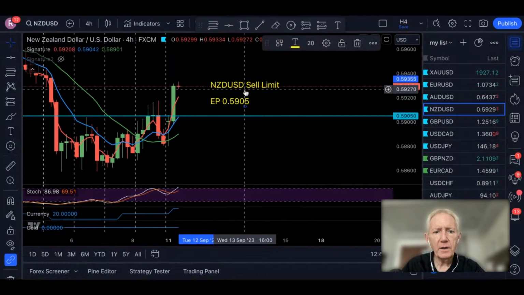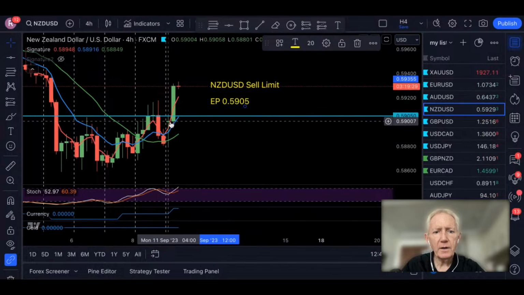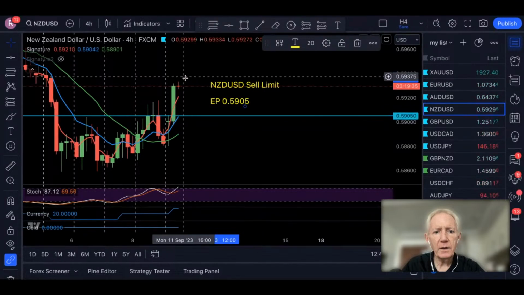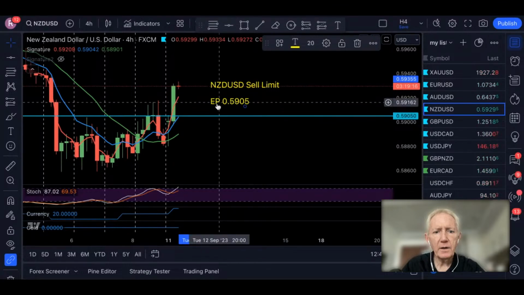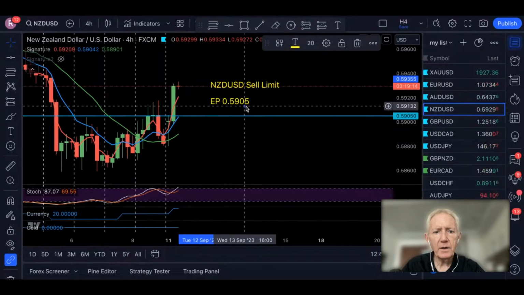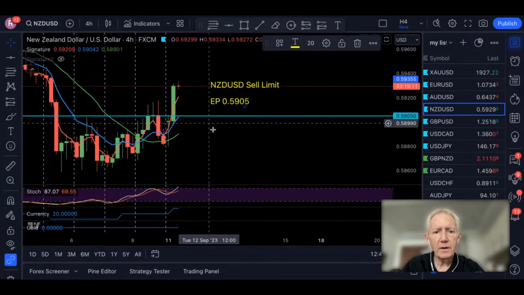And the New Zealand US, the same situation. We need to change this to a sell stop, because as the Asian Pacific market has opened, that's given us a big move up on the New Zealand US, which trades very similar to the Aussie US. The charts look almost the same. So the sell stop entry price would be 0.5905, which is where you have the blue line. Let it come back down, and then it will continue its bearish move.